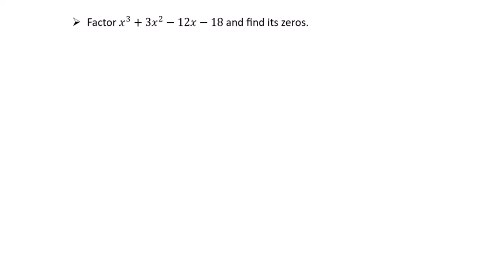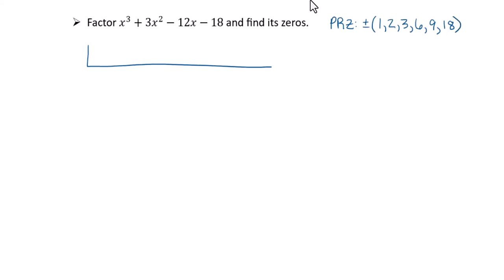Just one more for practice. Let's factor x cubed plus 3x squared minus 12x minus 18 and find its zeros. So we're going to start out by synthetic division. And how do we know what numbers to try? Remember, the possible rational zeros are going to be of the form plus or minus factors of the constant term divided by factors of the leading coefficient. So we'll have plus or minus 1, 2, 3, 6, 9, and 18.